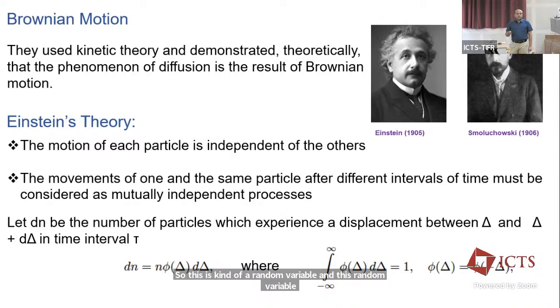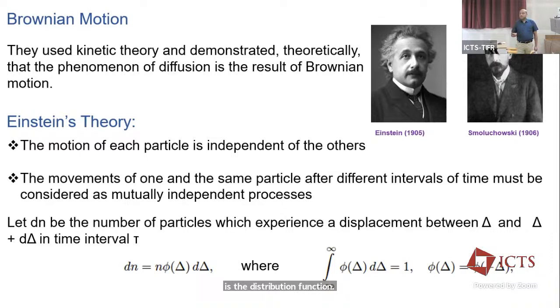He imposes another condition: this phi of delta, the distribution function, must be symmetric, and it must be normalized, so that over this space it is always one. If we have a clear idea of this distribution function phi of delta, then we can get the fraction of particles, dn by n, that experience a delta amount of push. That is nothing but phi of delta multiplied by d delta.